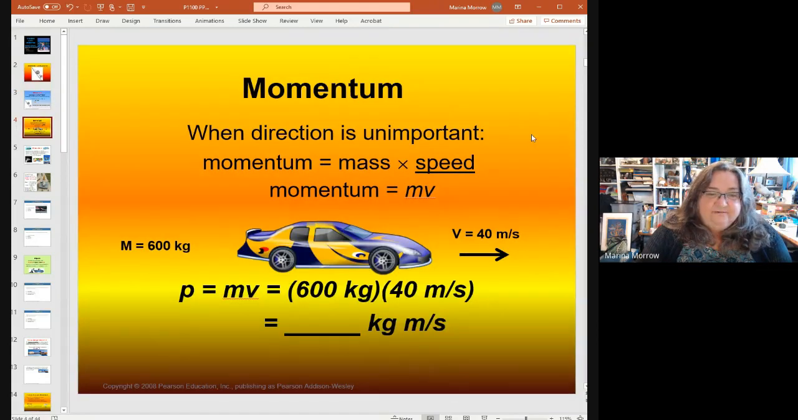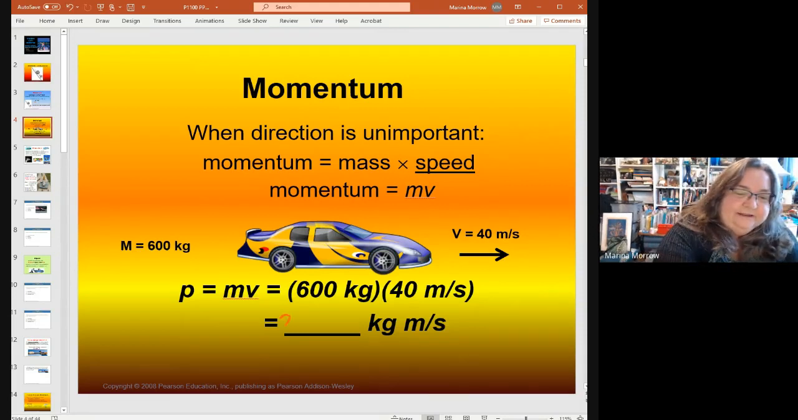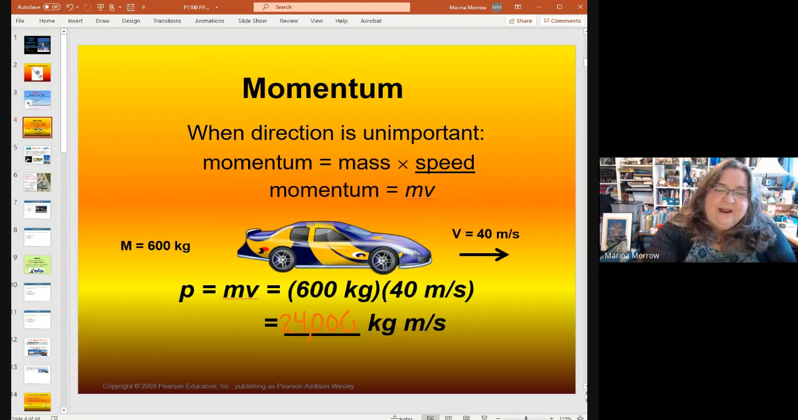So here's a car that is 600 kilograms in mass. It's 40 meters per second in speed. So all you do is multiply those together. And so 6 times 4 is 24. Add on my zeros. And I've got 24,000 kilograms meters per second. So I'm just using the units that I already have, and I don't need any new units.